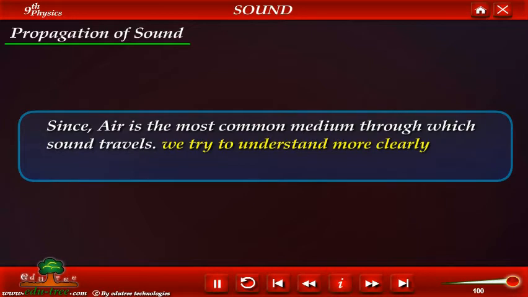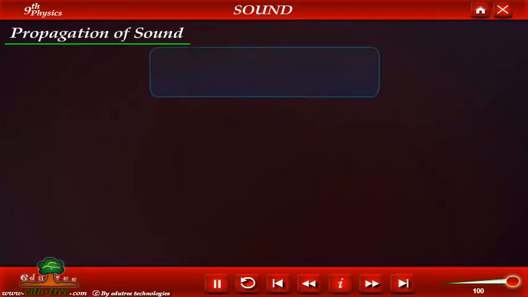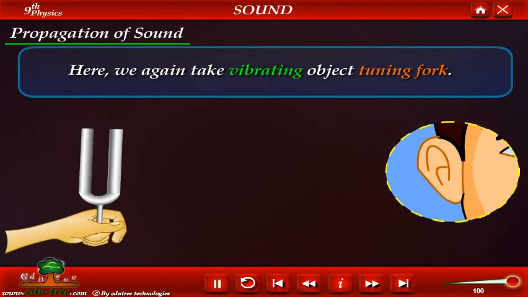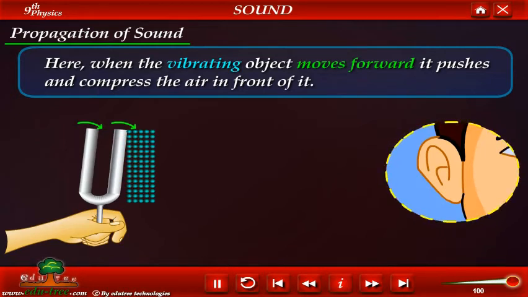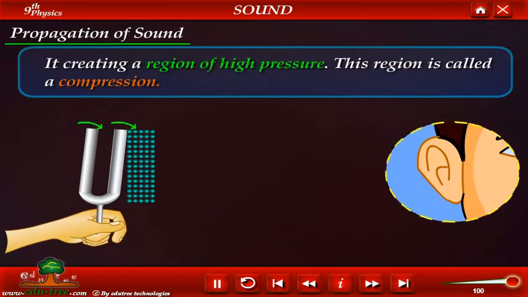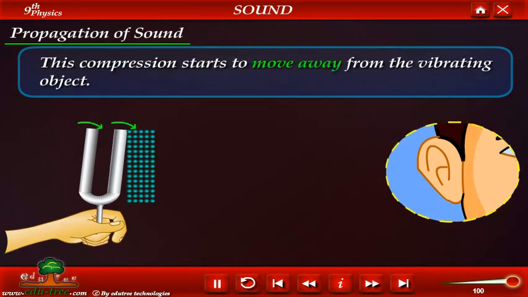Since air is the most common medium through which sound travels, we try to understand more clearly how sound travels in air. Here, we again take a vibrating object, a tuning fork. When the vibrating object moves forward, it pushes and compresses the air in front of it, creating a region of high pressure. This region is called a compression. This compression starts to move away from the vibrating object.